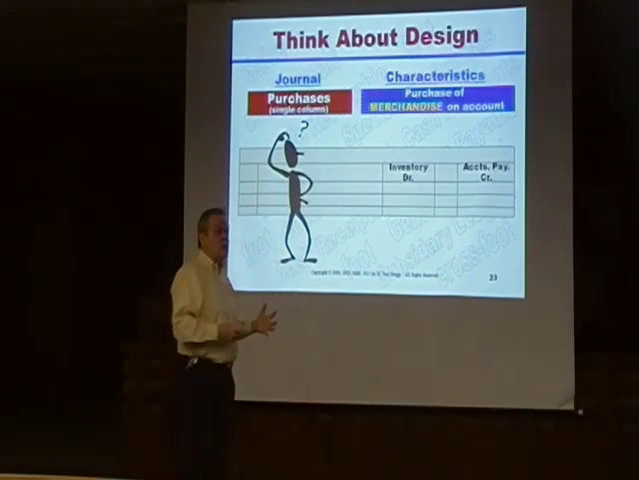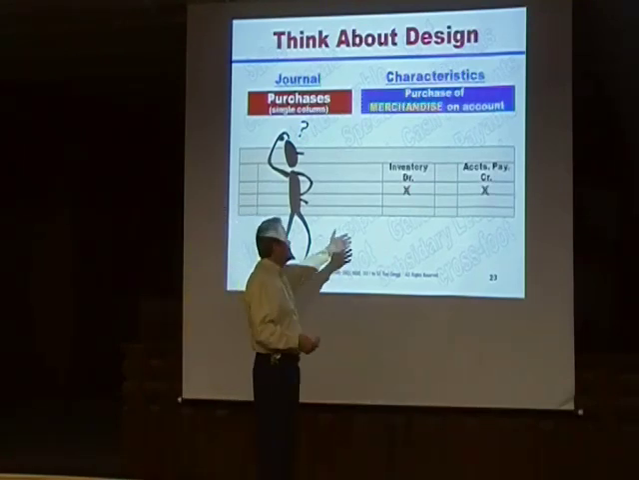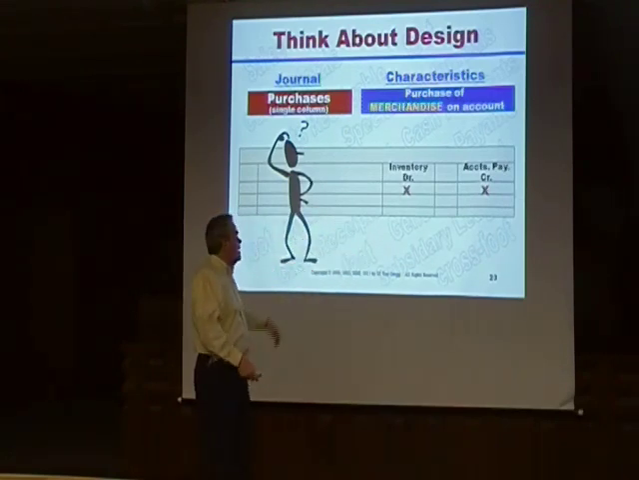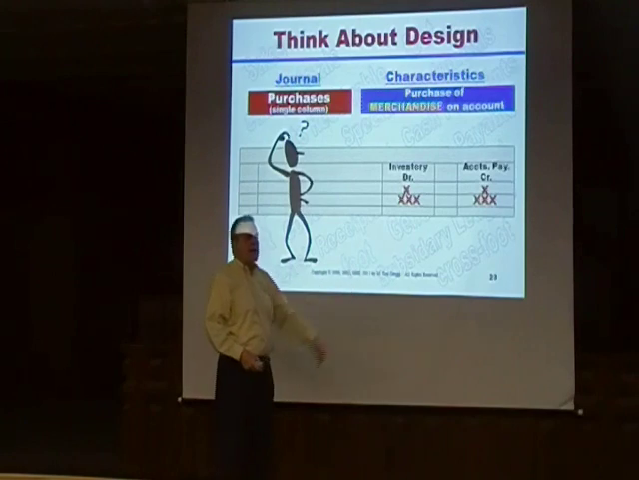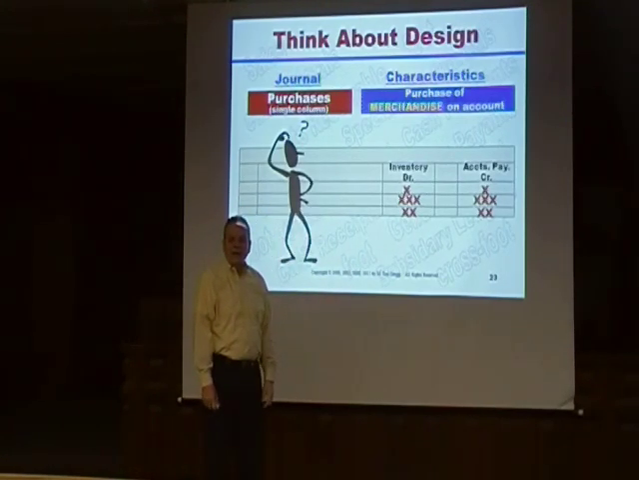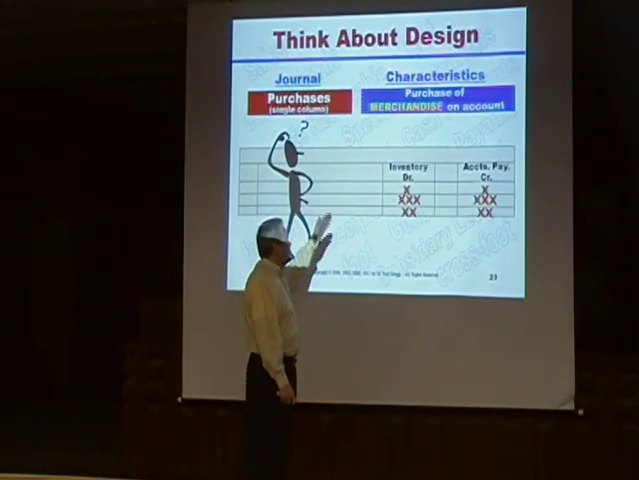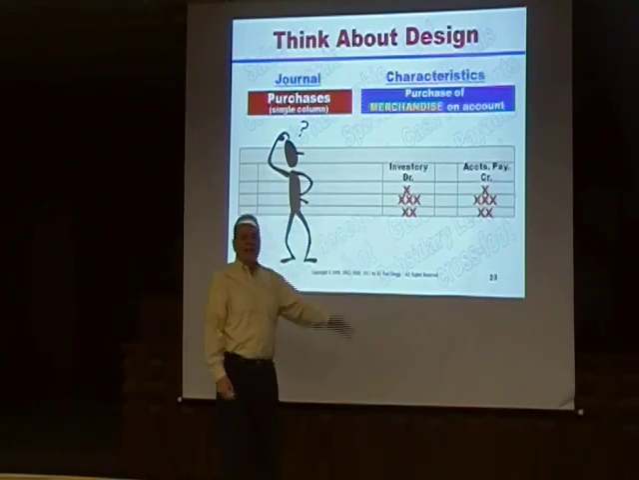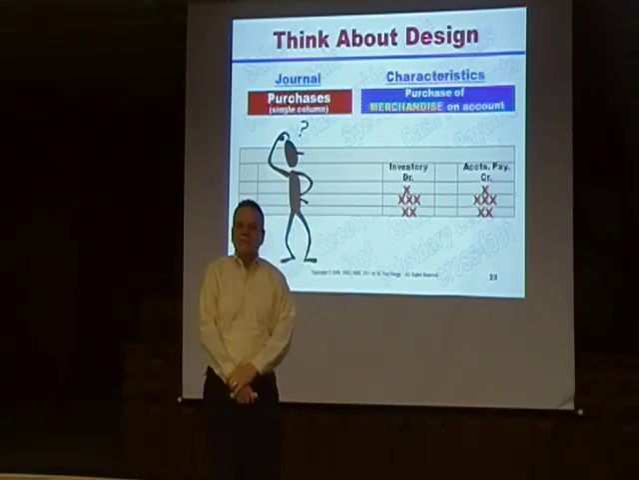Any entry we make here, every invoice we process, will debit purchases and credit accounts payable. I'm saying purchases like it's periodic. It will debit inventory and credit accounts payable. Will debit inventory and credit accounts payable. This sounds like a broken record.